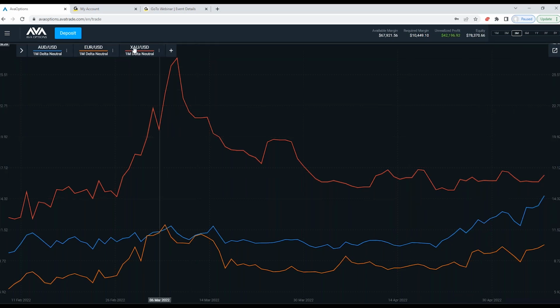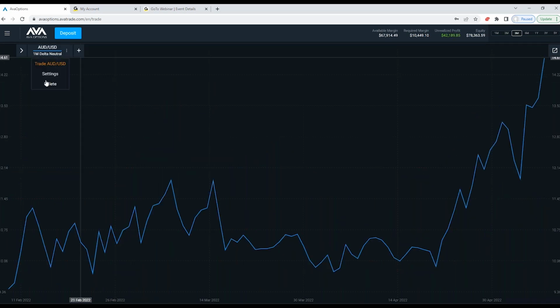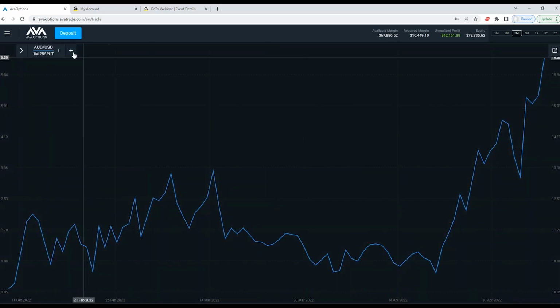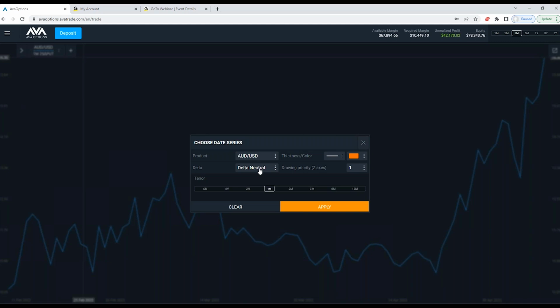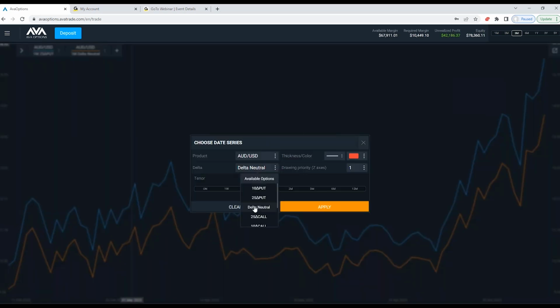You can also look at risk reversals, basically any of the strategies that we looked at. So for example, instead of looking at delta neutral, we can look at a 25 delta put. So this is the volatility of an out of the money put, and here's the at the money put. So out of the money options cost more than at the money options. And I can look at risk reversals.